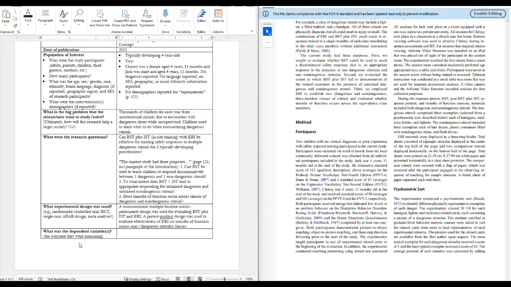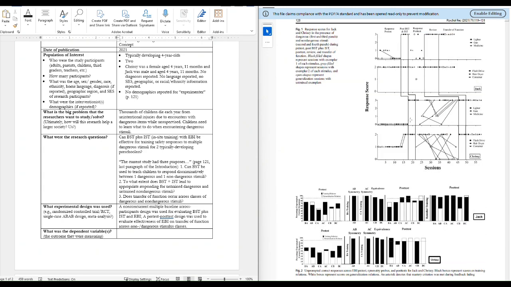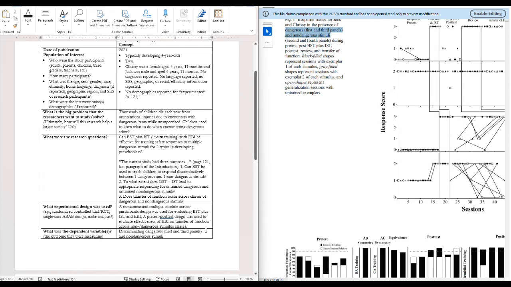So you can also, to answer the dependent variable, what are they measuring? Go to the graphs. Look and see, what is on the y-axis? This is response score. Well, response scores for identifying dangerous and non-dangerous stimuli. So instead of discriminating, you could put selecting dangerous versus non-dangerous stimuli.